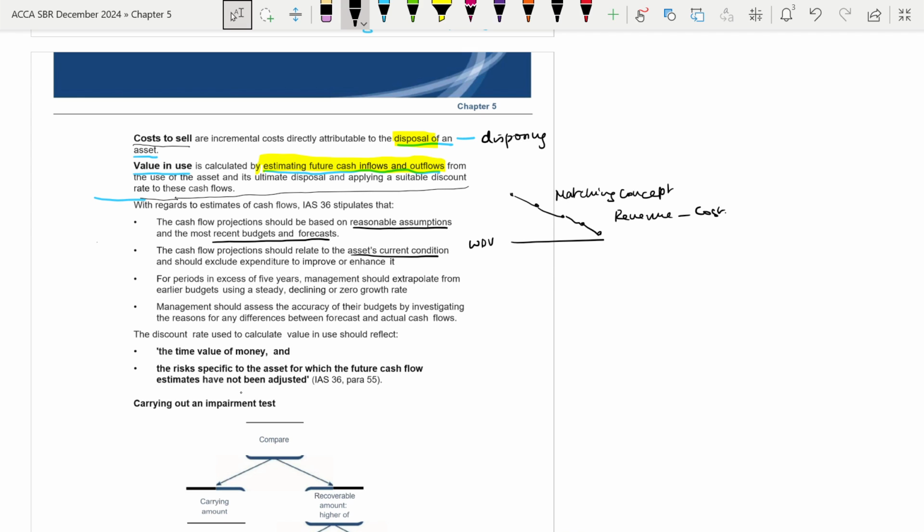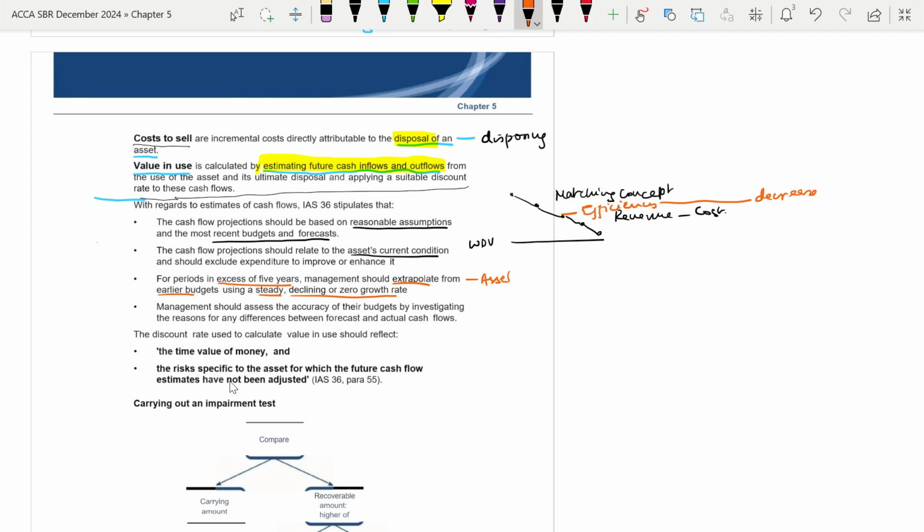Now, current position: definitely after 1 year, 2 years, the efficiency of the asset will decrease, is it right? You have to take the current expected position of the asset for a period in excess of 5 years. They will say that in the question, excess of 5 years, nothing more than that. Then you should remember this point: management should extrapolate from the earlier budgets using a steady declining to zero growth after 5 years.